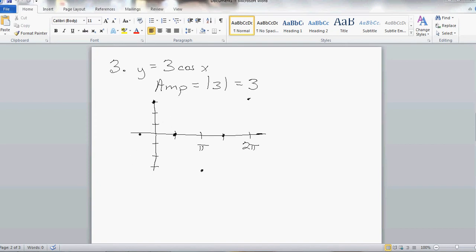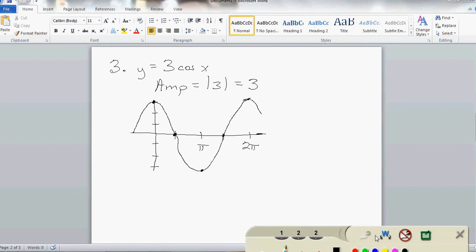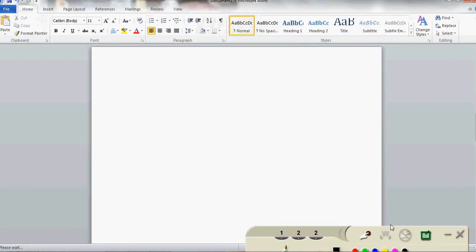And cosine also has a sinusoidal curve. It's just shifted a little bit compared to what we had. And so this would be the equation y equals 3 cosine x.